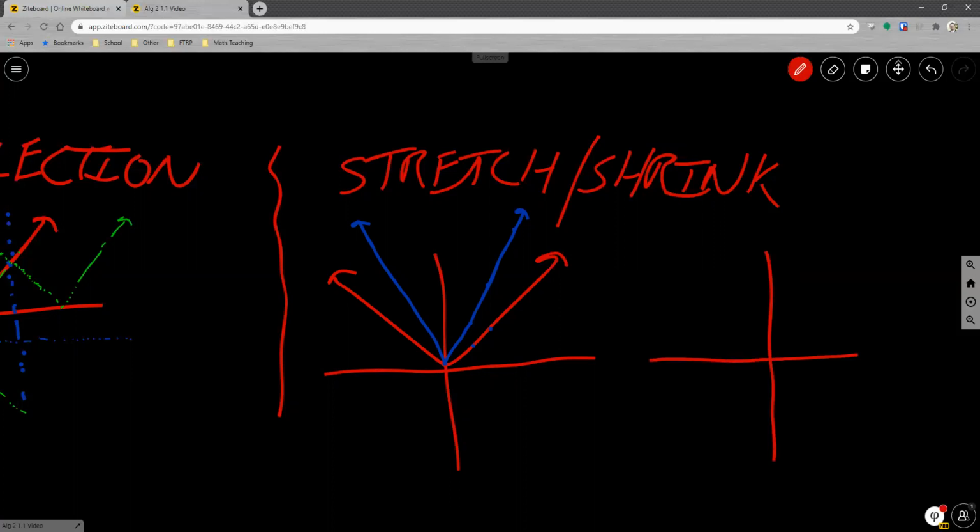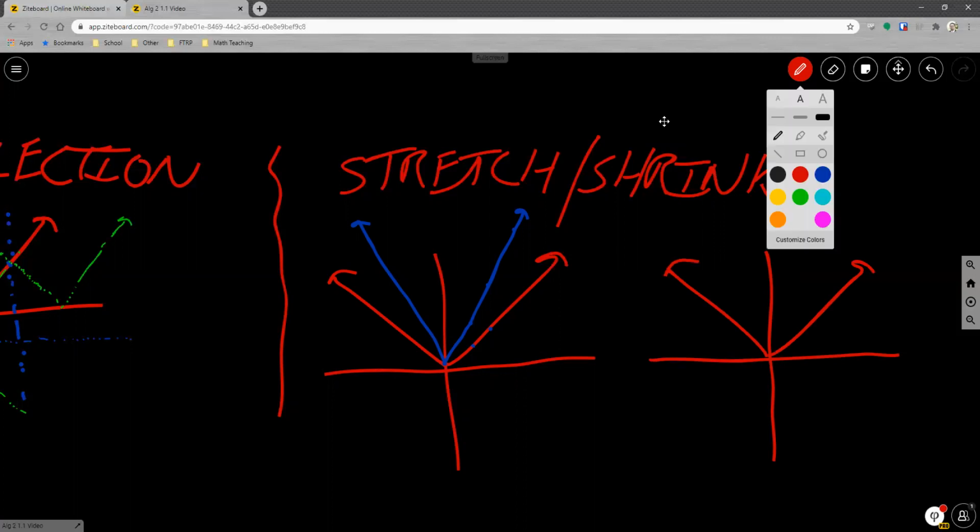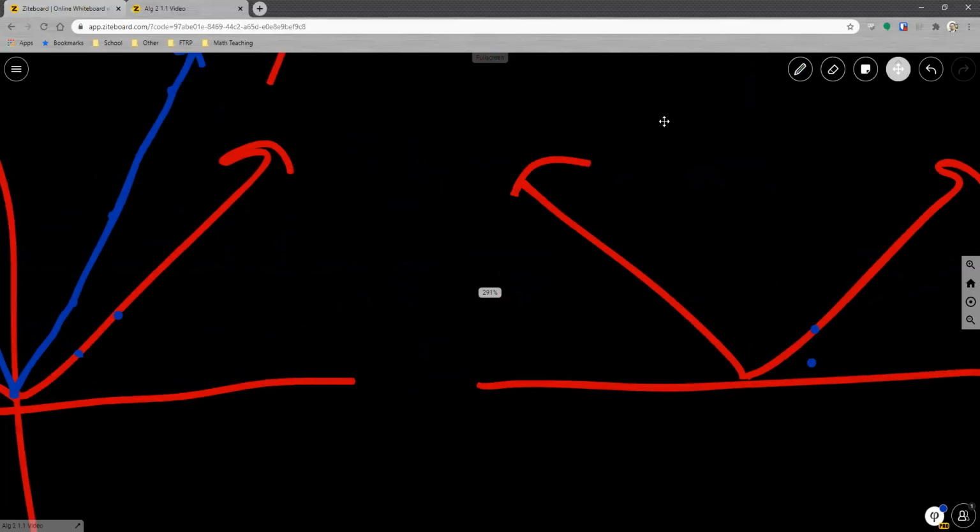For a shrink, the same thing holds if I'm multiplying by some number between 0 and 1. Let's say I'm multiplying by a half, which is going to cut it in half. Any value I have is going to get shorter. I'm going to zoom in on this. So every value is going to get basically cut in half.